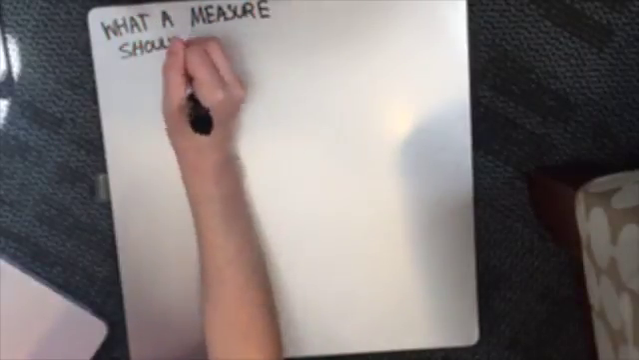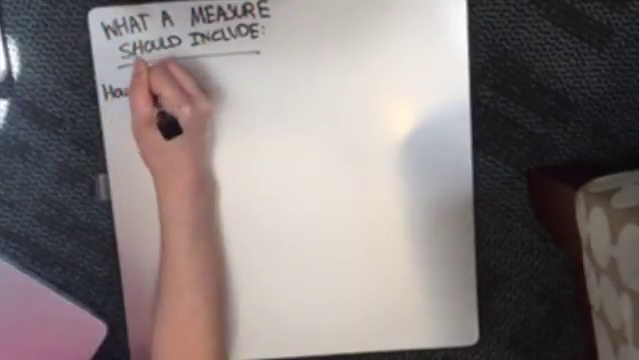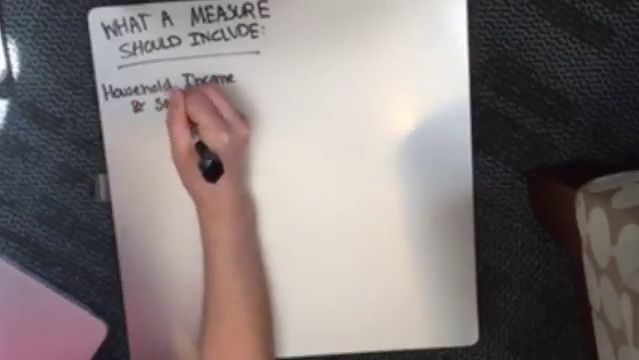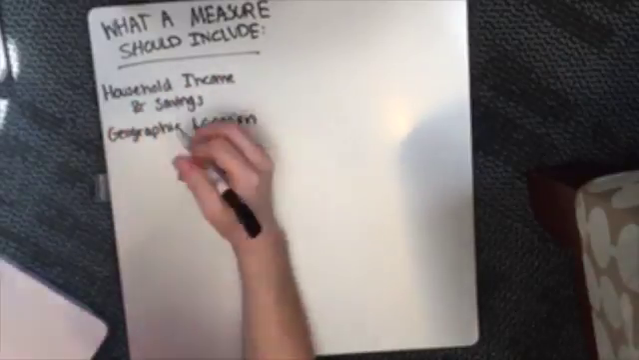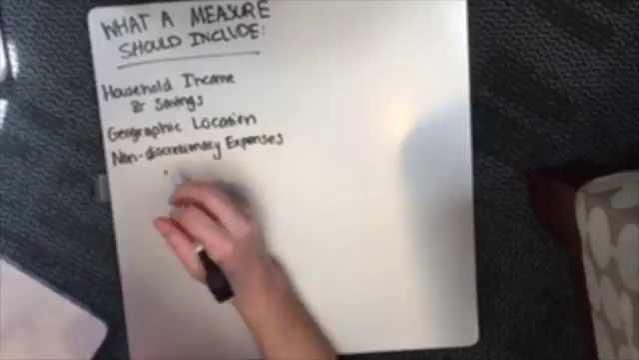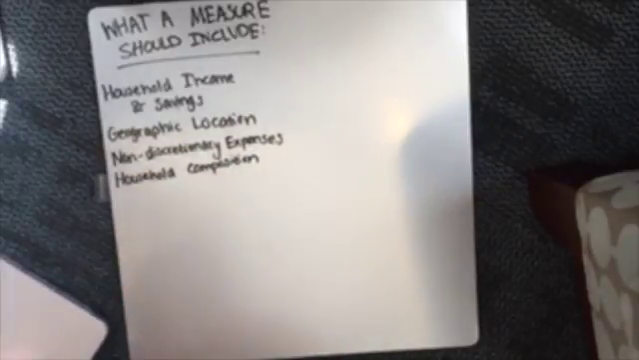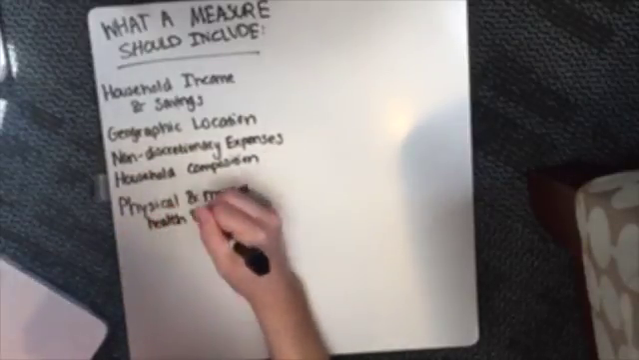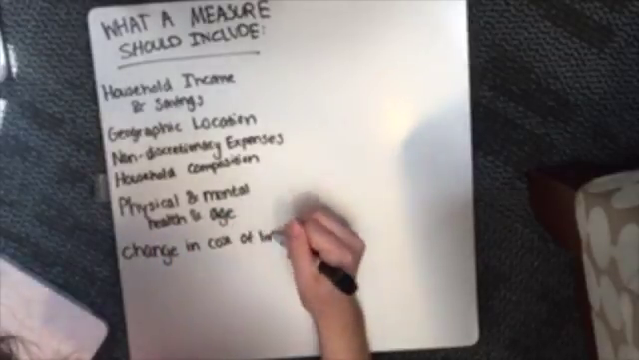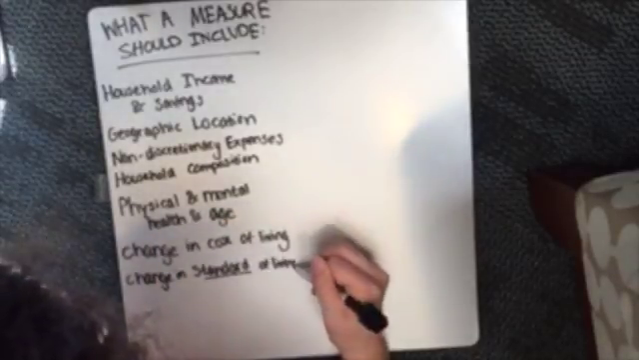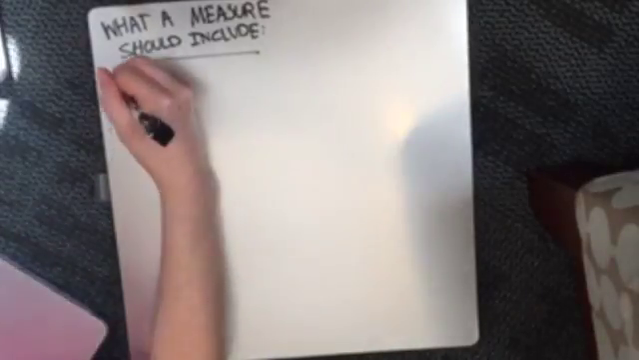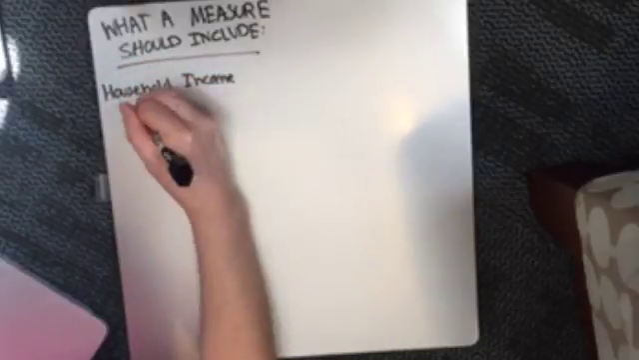We believe that the poverty measure should consider household income and savings, including near cash and in-kind benefits, geographic location, non-discretionary expenses, household composition, physical and mental health, changing cost of living, changing standard of living, and depth of poverty. Household income and savings. Money matters.